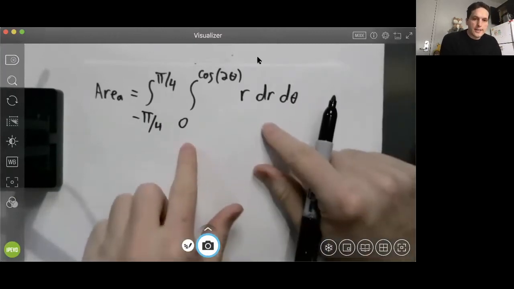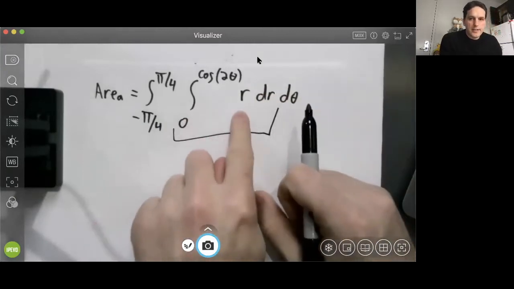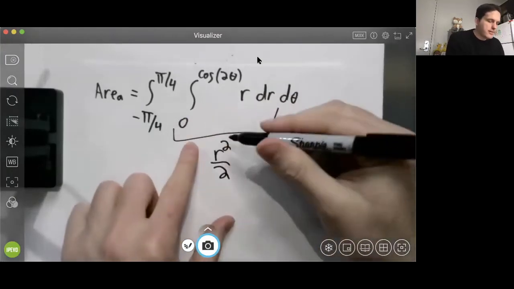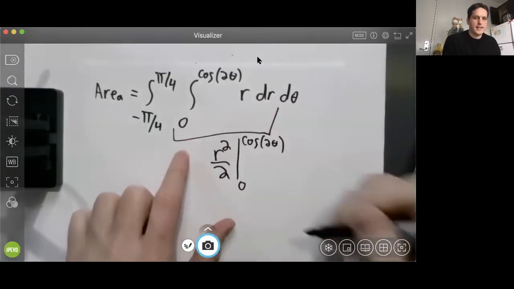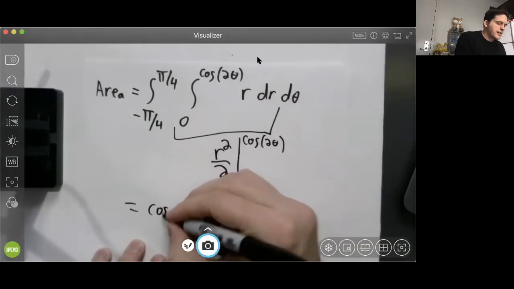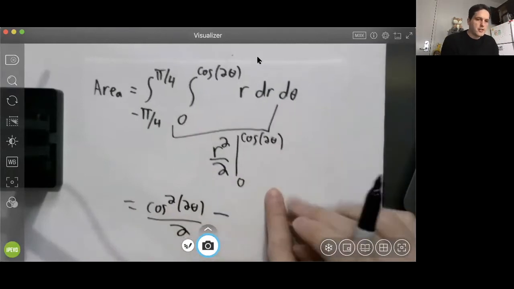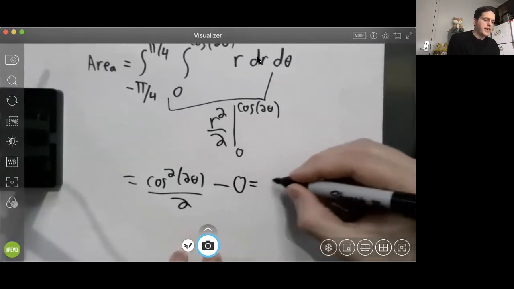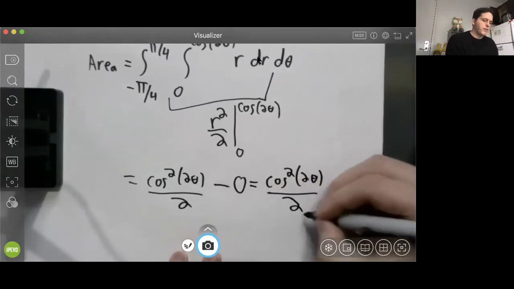We need to evaluate this integral, so let's start by doing the inner integral. What's an antiderivative of the function r? Well, it's r squared over 2. So let's take our antiderivative and evaluate it from 0 to cosine of 2 theta. And when we plug in cosine of 2 theta for r, we get cosine squared of 2 theta over 2. And when we plug in 0 for r, we get just 0. So the inner integral is equal to cosine squared of 2 theta divided by 2.